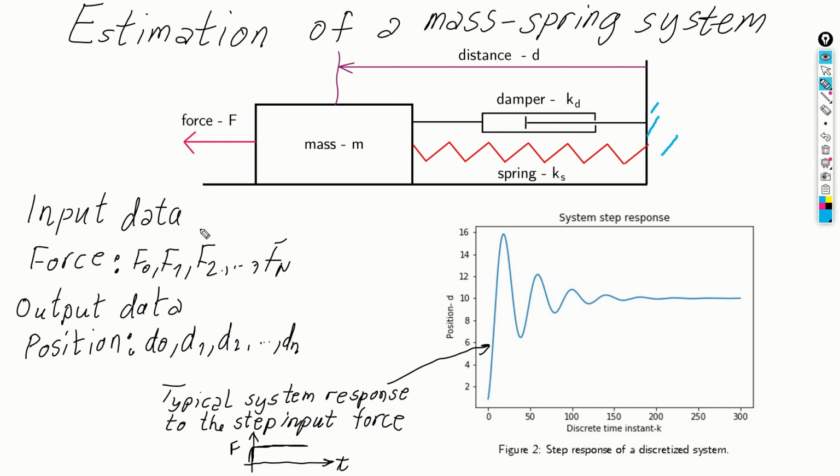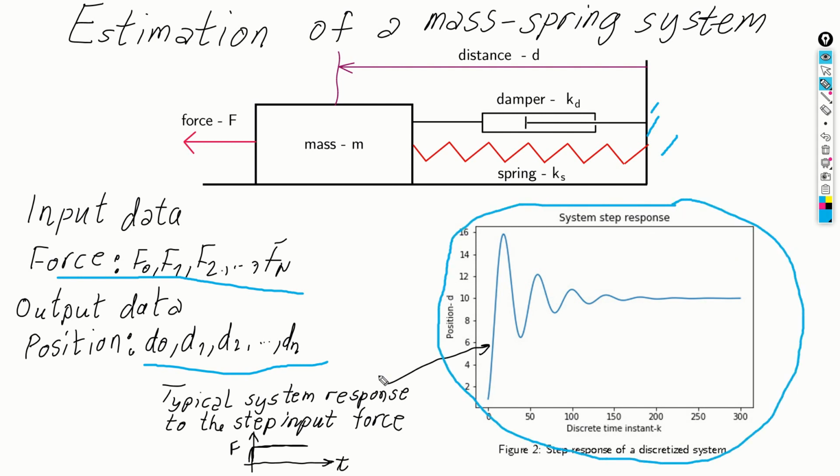Now, what is here an input data? An input data consists of discrete time samples of the force. And what is the output data? In our case, the output data is the displacement d. Now, here you can see a typical system's response to the step input force.